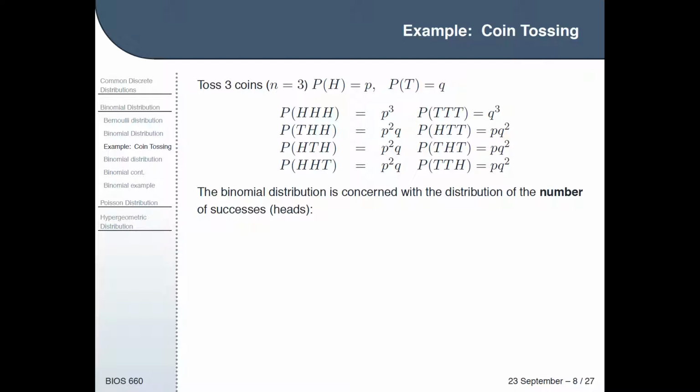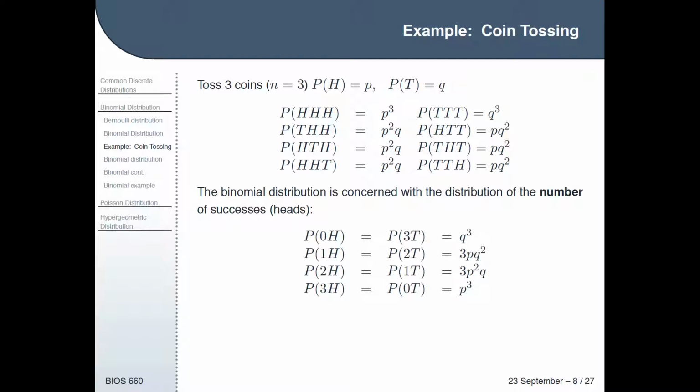And like I said, the binomial distribution is focusing on the number of heads, or more generally, the number of successes. Here we see that the probability of getting 0 heads is going to be q cubed. The probability of getting 2 heads is going to be 3 times p squared times q, because there are 3 different ways that you can get 2 heads and a tail, namely tails, heads, heads; heads, tails, heads; heads, heads, tails. Each of those is p squared times q. Similarly, there are 3 outcomes that give you a head and 2 tails, so 3 times p times q squared, and only 1 outcome of 3 tails, which has probability q cubed.